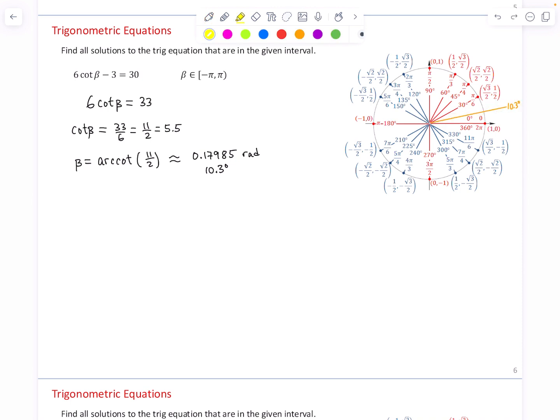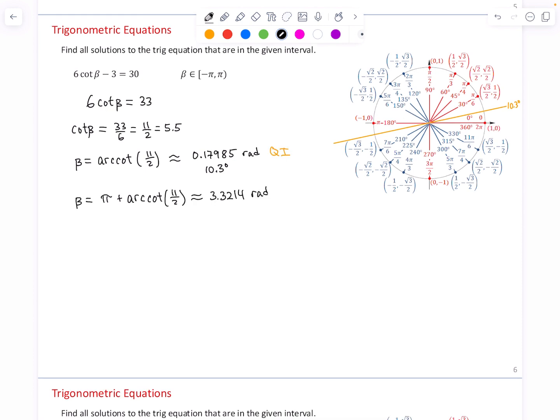Now cotangent is periodic with period pi, and we also know that cotangent is positive in the third quadrant, because that's where tangent is positive. So if you were to rotate pi radians clockwise or counterclockwise, we get another angle. So let's do pi plus the arc cotangent of 11 halves, corresponding to a counterclockwise rotation from our first angle, which in radians is about 3.3214.